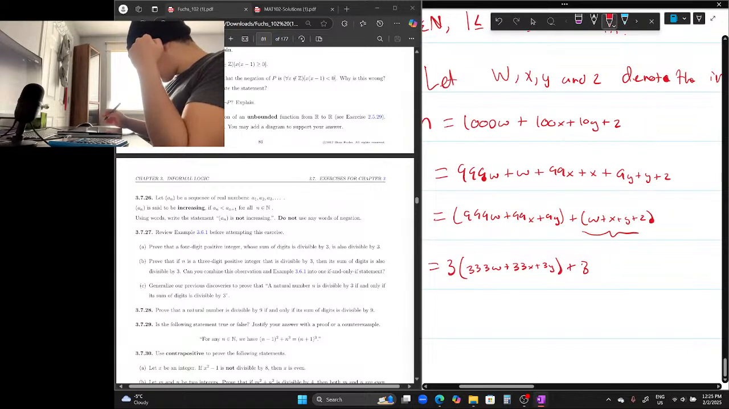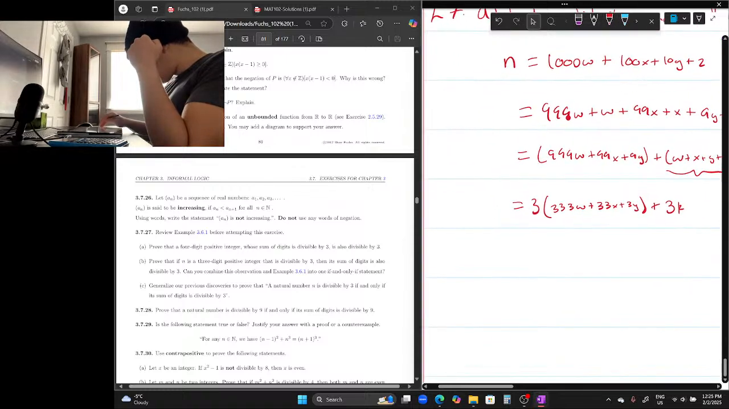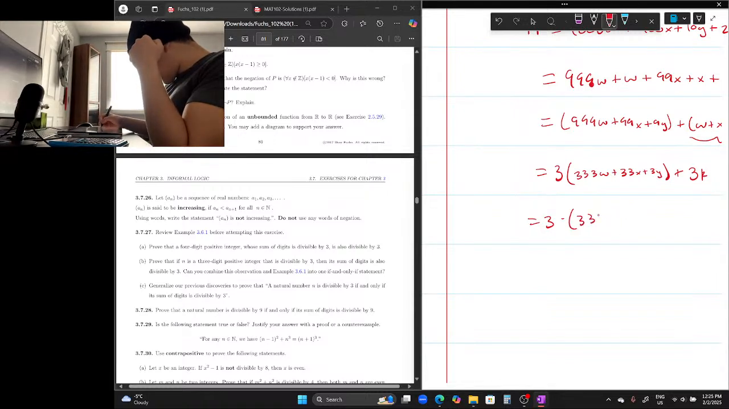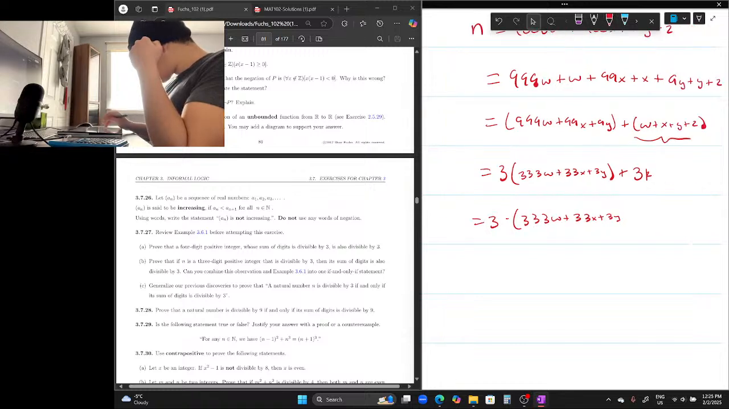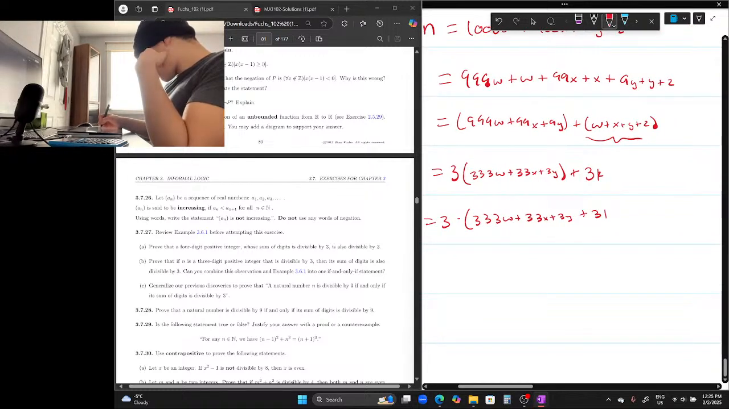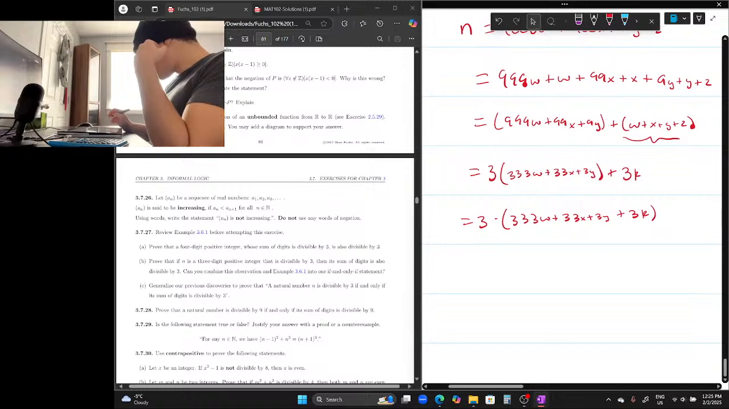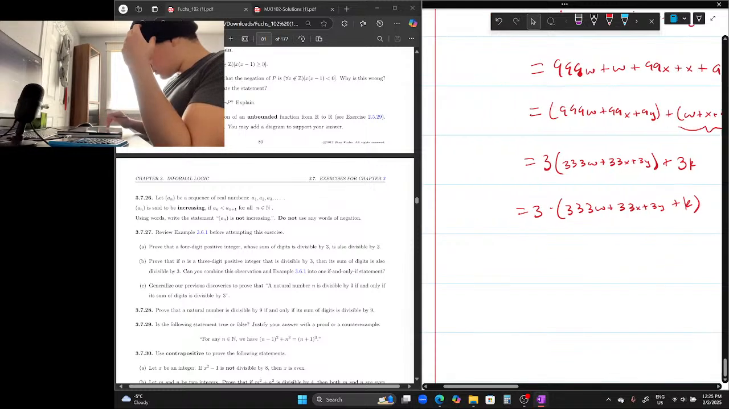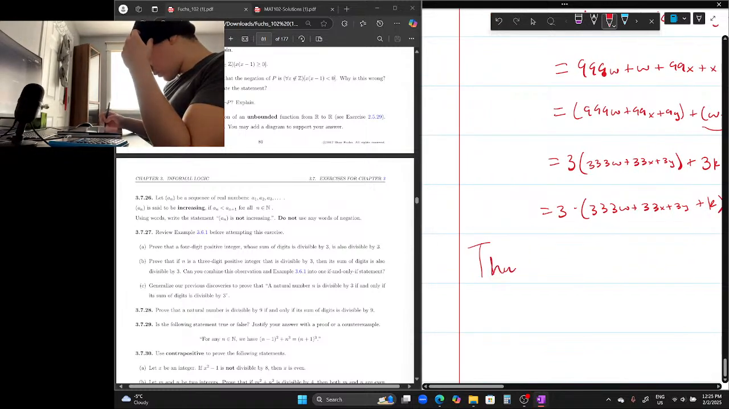Where K is an integer, I'm just too lazy to write it. So then we factor out a 3, we get, yeah, I'll keep that. And we're done. That's it. That's the proof. Thus, the entire thing is divisible by 3.